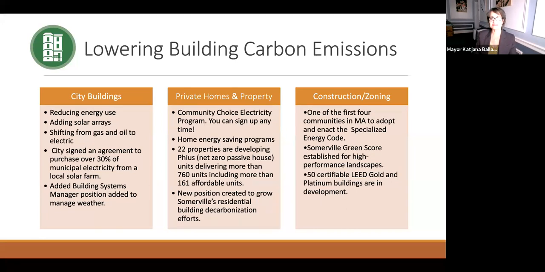We've built requirements and incentives into our zoning for energy efficient construction. We have 50 certifiable LEED Gold and Platinum buildings in development. This year, we were one of the first 4 communities in Massachusetts to adopt and enact the Specialized Energy Code. And Somerville was the first in New England to establish a green score. This is part of the zoning ordinance, incentivizes the inclusion of elements that reduce urban heat island, manage stormwater, and filter pollutants.